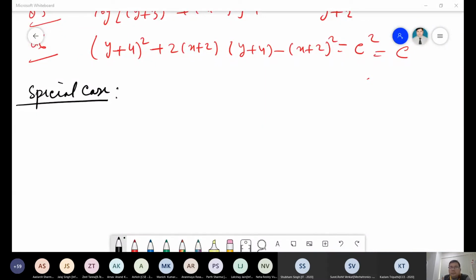Okay. Aksh Nayak, can you tell me what is this special case of non-homogeneous differential equation? What I taught in the last class regarding the special case. I don't remember, sir. Sorry.